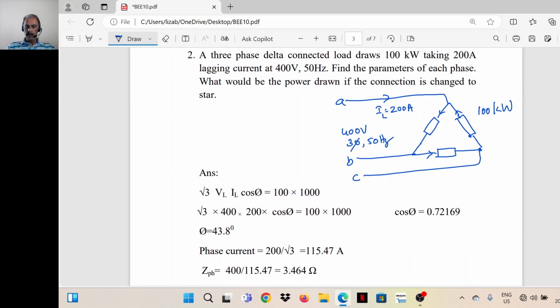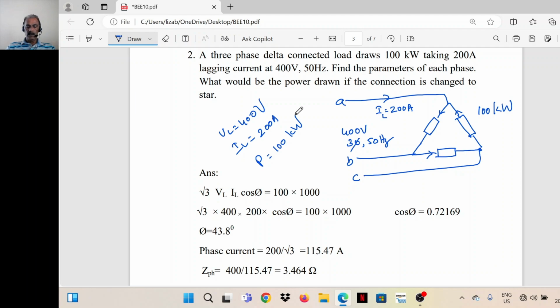Now the information given is the supply details: 400 volt, 50 hertz three-phase supply. The total power consumed by the delta connected load is 100 kilowatt. Line current is 200 ampere. Now from this information, that means VL is 400, IL is 200 ampere, then power is equal to 100 kilowatt.